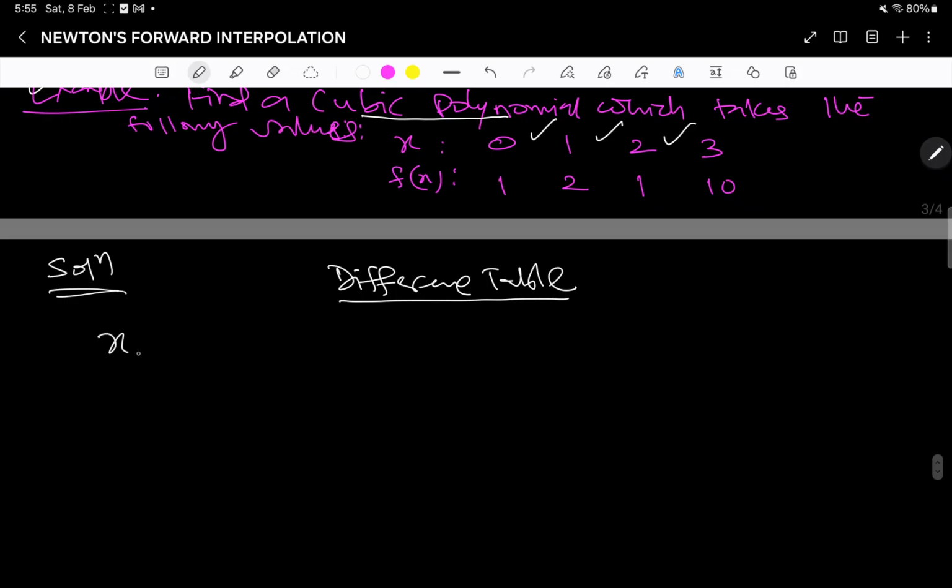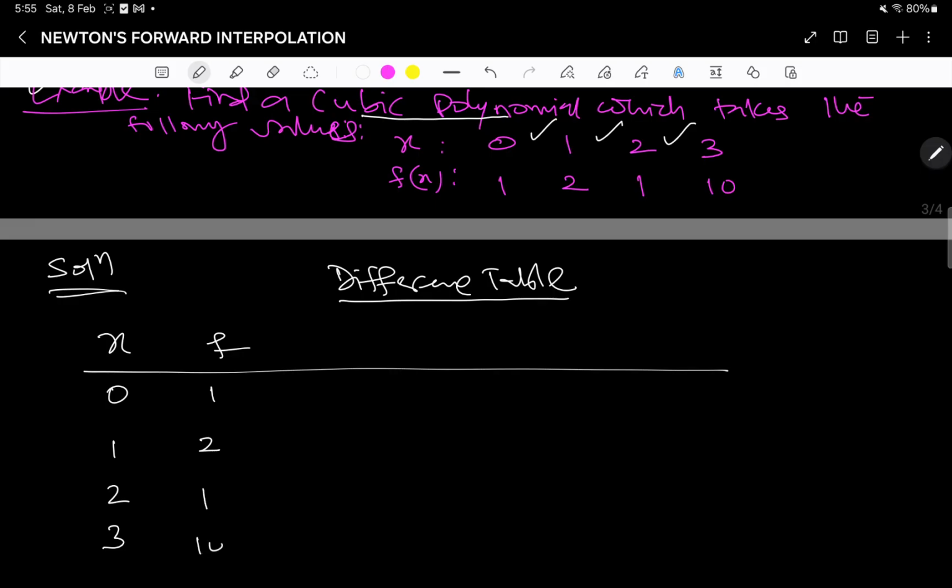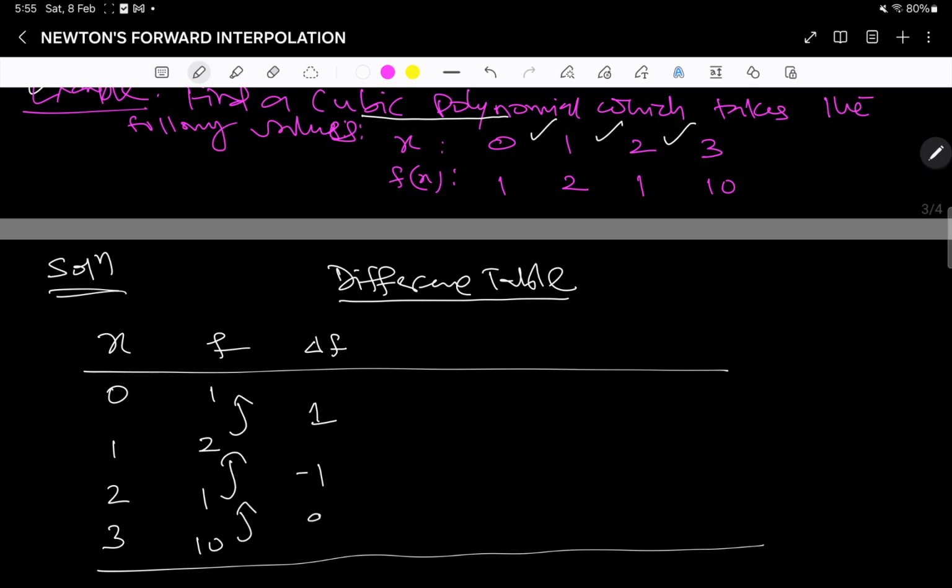So here you are given x, you are given f. So x is 0, 1, 2, 3. Here f is 1, 2 and 110. So now we calculate del f. First order del f is this minus this, my 1, and this minus this is my minus 1. This minus this is my 9. Then we calculate del square f. Write it here. This minus this, it is minus 2, and this minus this, 9 minus of minus 1 is my 10. Then I calculate my del cube f. Del cube f is this minus this, it is 10 minus minus 2 is my 12.